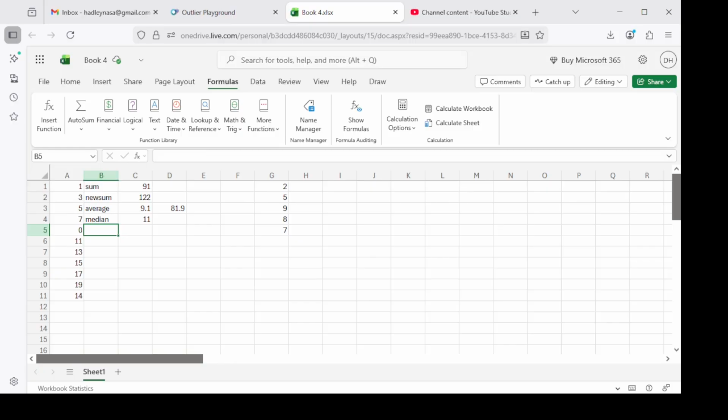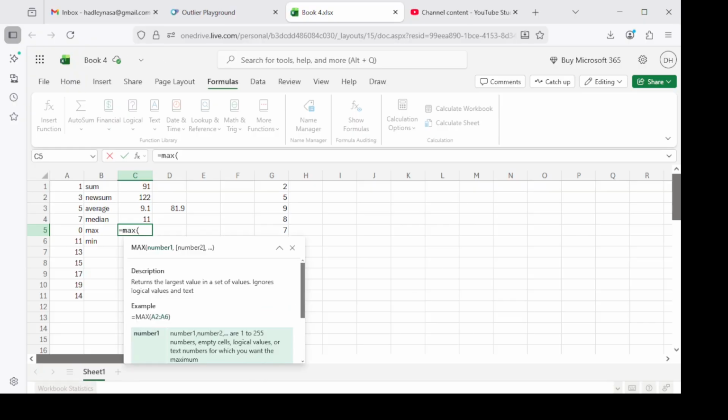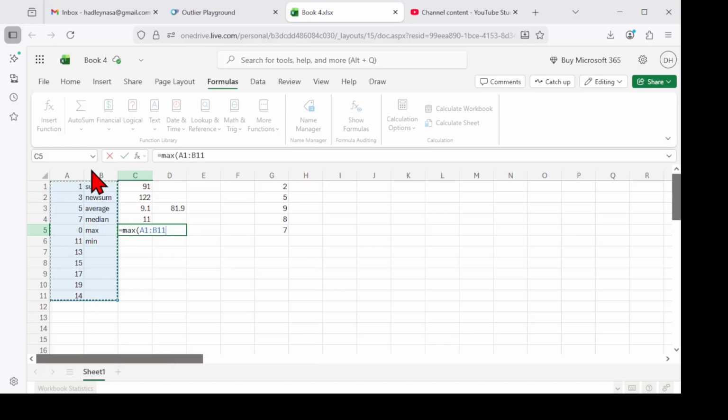So there's two more that are good for lists that are going to be used commonly. So that would be a max and a min. Maximum and a minimum. So equals max, and it's going to give you the biggest number. And of course, minimum is going to give you the smallest number.